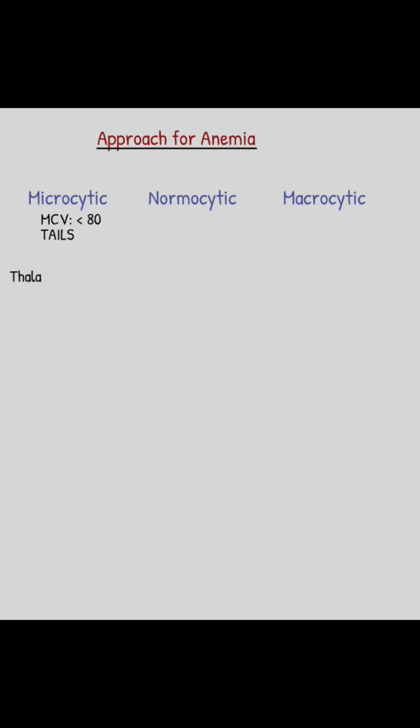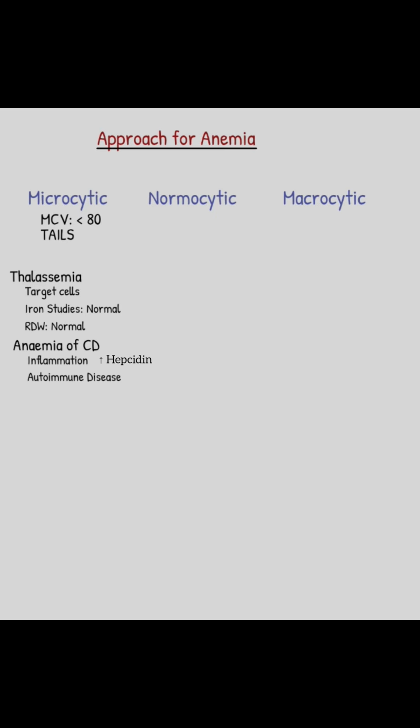T is for thalassemia. Think target cells, and normal iron studies, and normal red cell distribution width. Next, A, that's for anemia of chronic disease. Remember that inflammation, autoimmune diseases, that's going to increase hepcidin, so your iron gets trapped in the cells. Decreased iron causes anemia, so you're actually going to see a high ferritin and low TIBC.